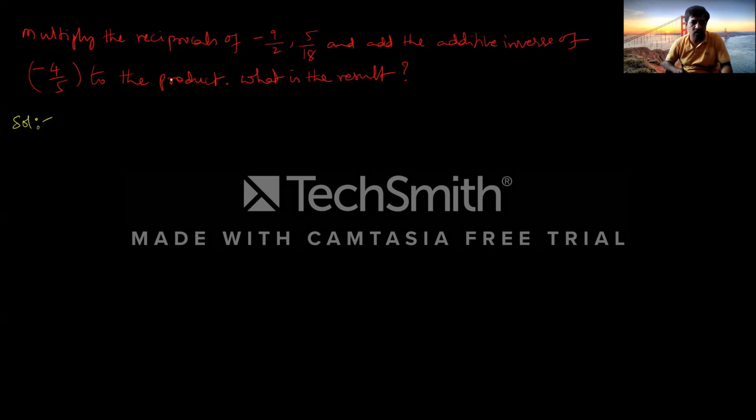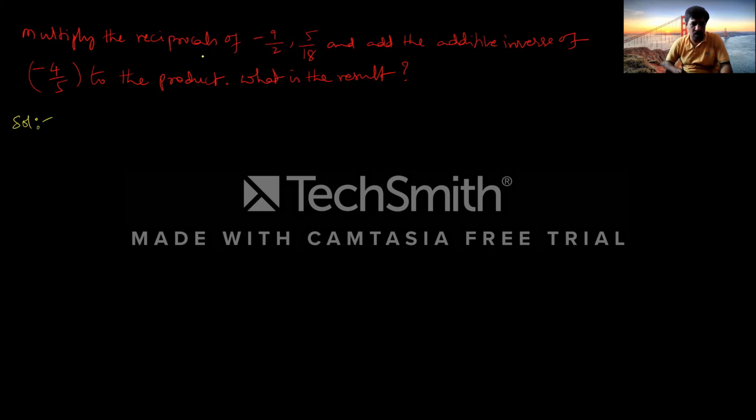Okay, we will do the last problem. Observe the problem here. Multiply the reciprocals of minus 9 by 2, 5 by 18 and add the additive inverse of minus 4 by 5 to the product. What is the result? Try to read the problem 2-3 times and understand properly. If you understand the problem, you can easily solve it. Here, first what we have to take? Reciprocals of minus 9 by 2 and 5 by 18.